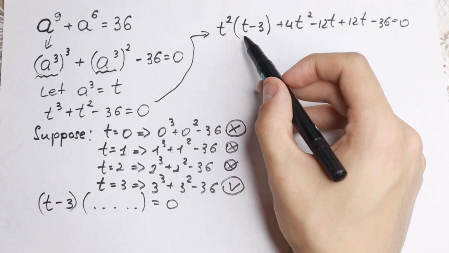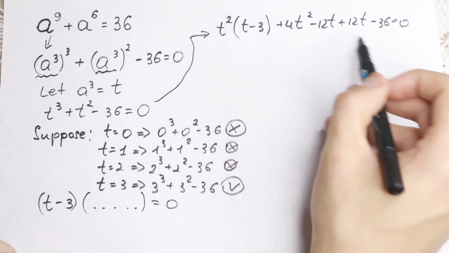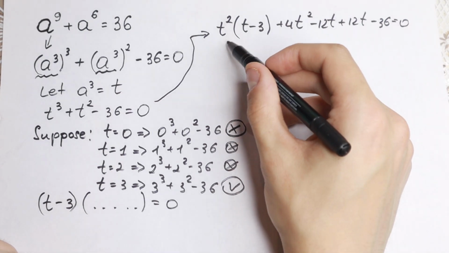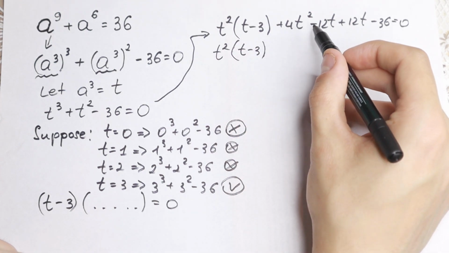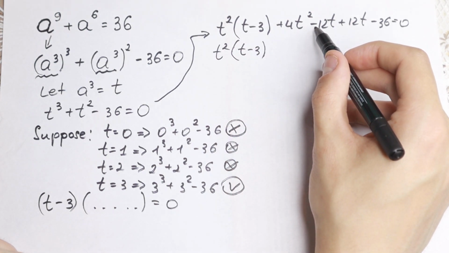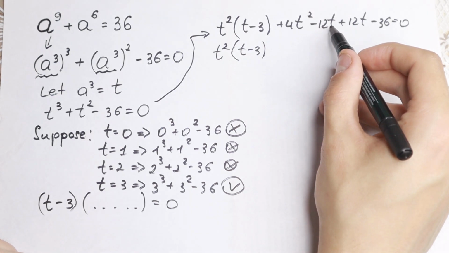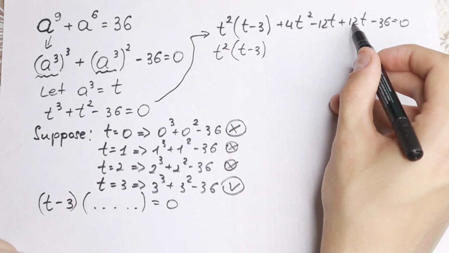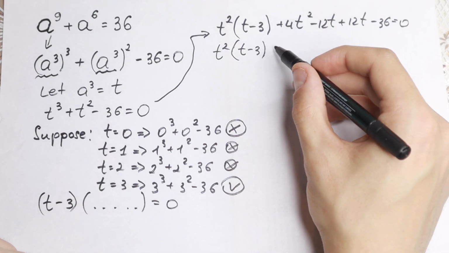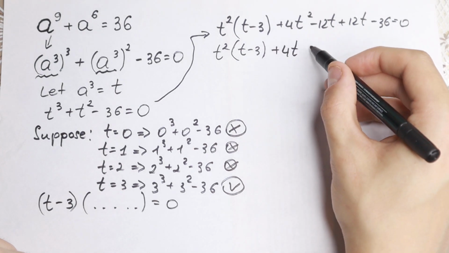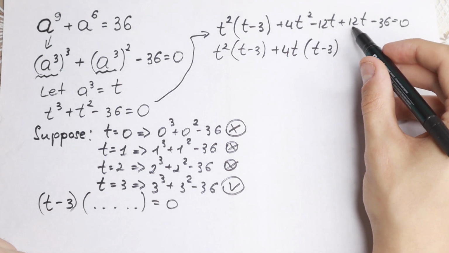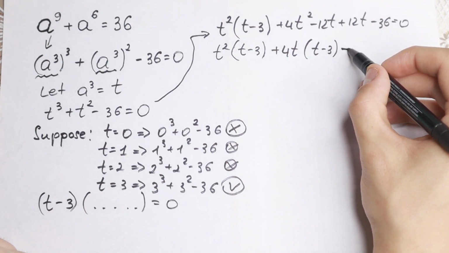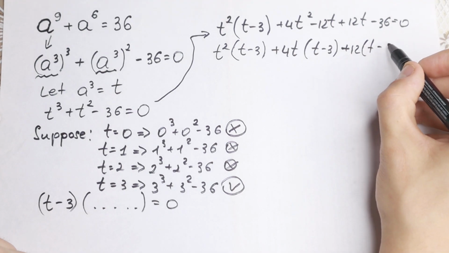So why do I write this parenthesis? Because I want to factor this t minus 3 step by step. So we have t squared times t minus 3. Secondly, take a look closely, 4t squared, and right here we have minus 12t. So we can write it as plus 4t and in parentheses t minus 3. And the last step right here, we factor 12, so plus 12 and t minus 3.